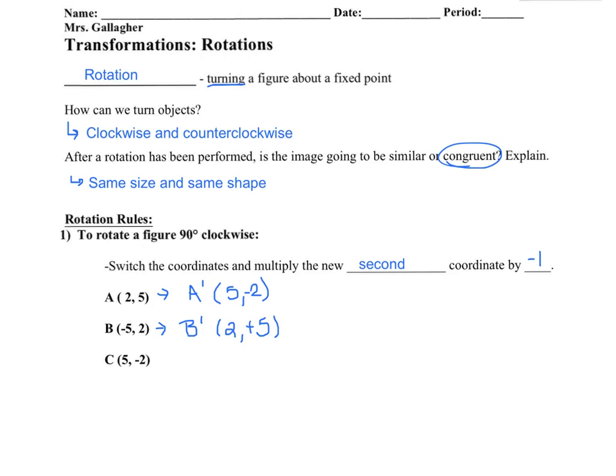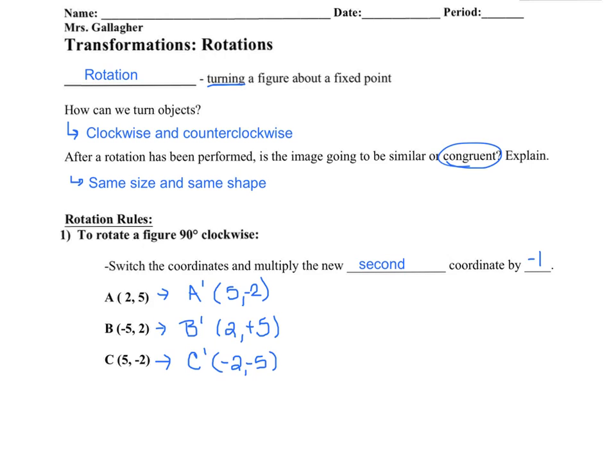And now C is (5, -2). For C prime, we're going to switch our coordinates, so it'll be (-2, 5). And then again, you're going to multiply your new second coordinate by -1. So it's (-2, -5). And that is your rule for a 90-degree clockwise rotation.